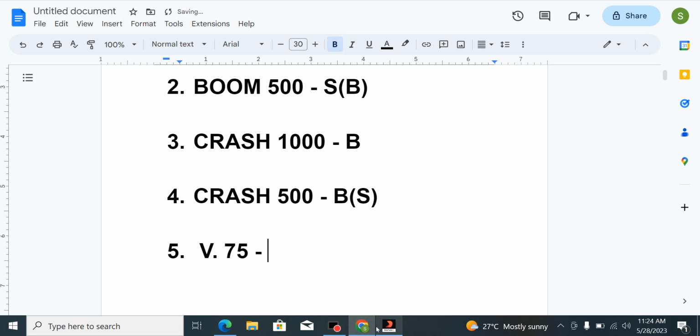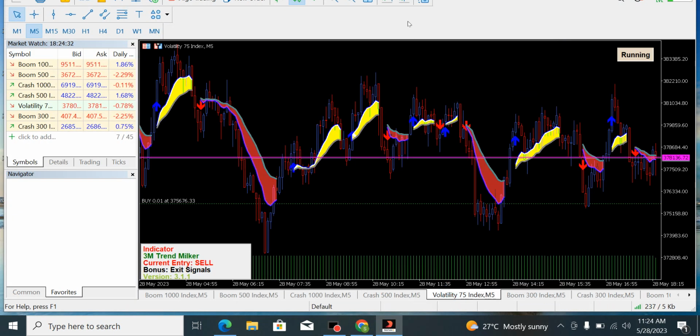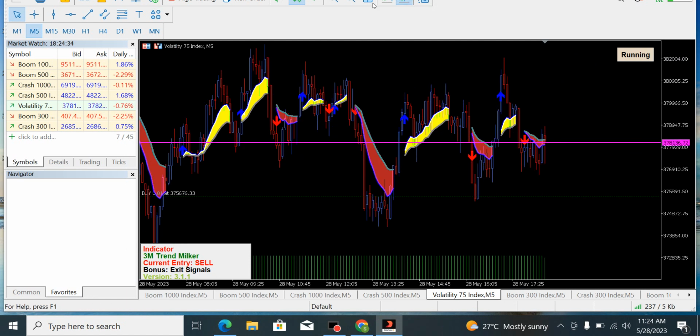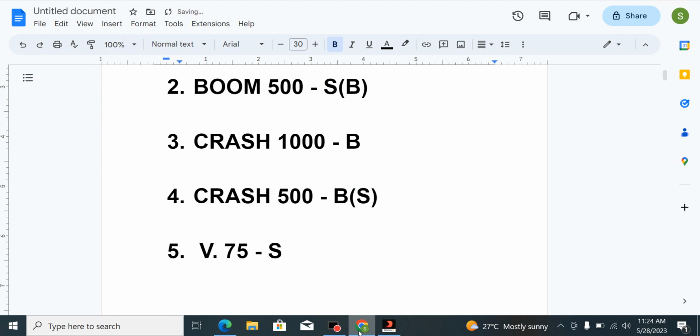Okay, so the next asset, which is going to be the last one for today, is going to be Volatility 75. Let's check it out right away. This is Volatility 75. This actually went on buy trend till it got to this resistance zone, pulled back again till it got to this support zone, was unable to go beyond this, so it went back on buy trend, and right now it is selling at the moment. So this is going to be more of a selling opportunity than a buying opportunity.